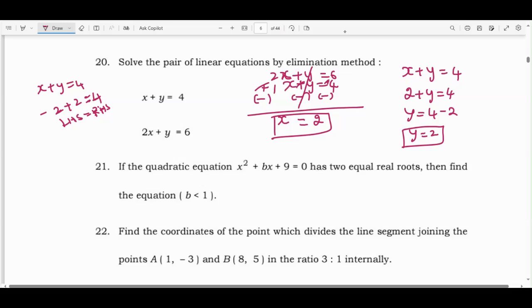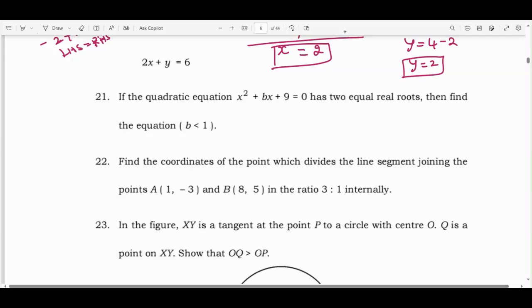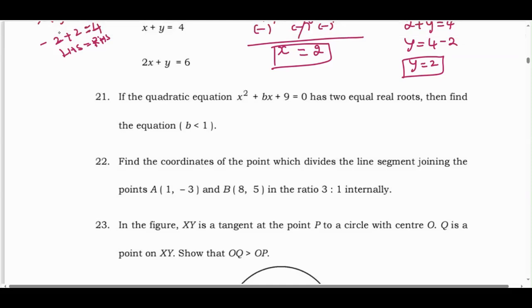Then moving on to the next question, question number 21. In question number 21 we have: if the quadratic equation ax square plus bx plus 9 equals 0 has two equal real roots, then find the value of b, where b is less than 1.